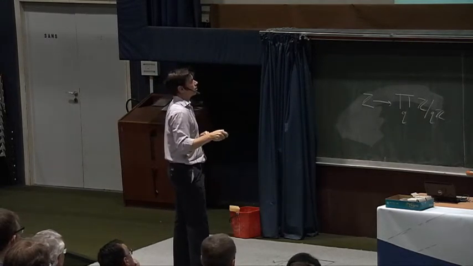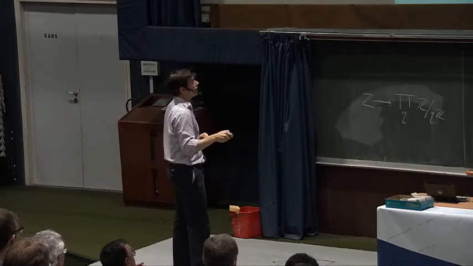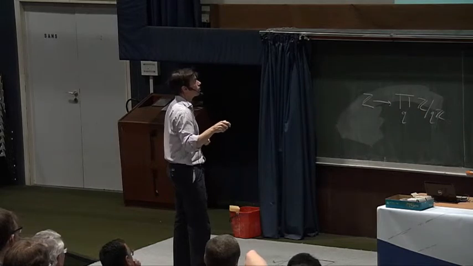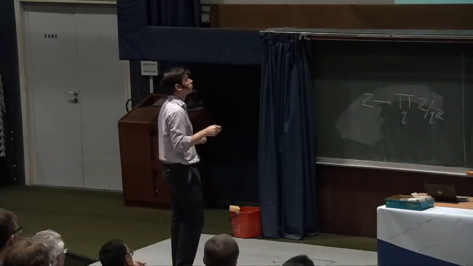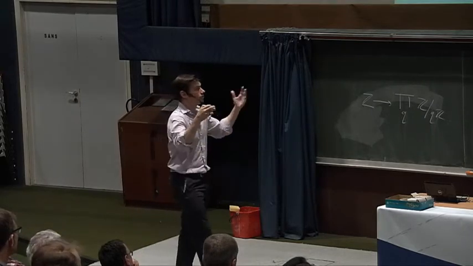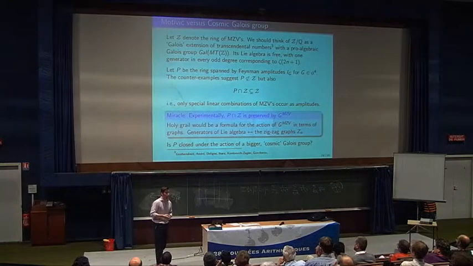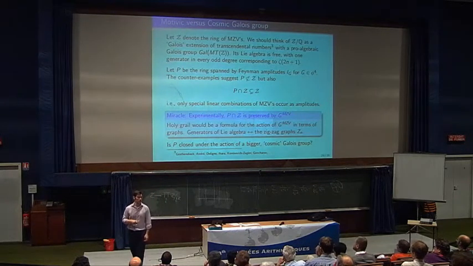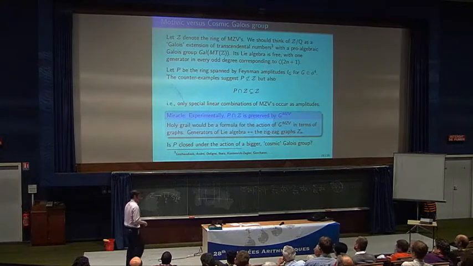So the final question is then, this suggests that these numbers coming from physics, whilst they are not multiple zeta values, they're much more exotic, it looks like they might be closed under the action of some bigger, some different Galois group. And I suggest that this should be the cosmic Galois group that was alluded to at the beginning. I'll finish there.